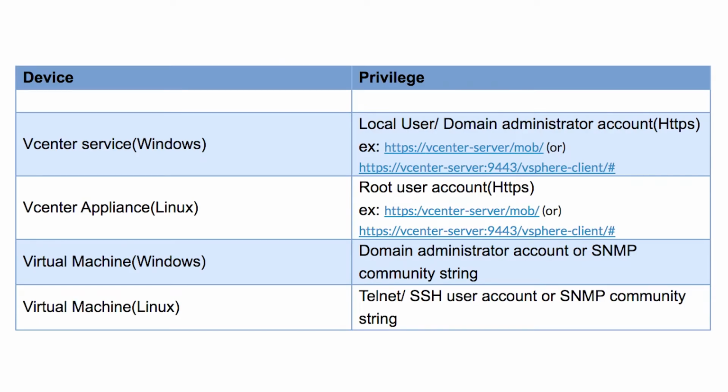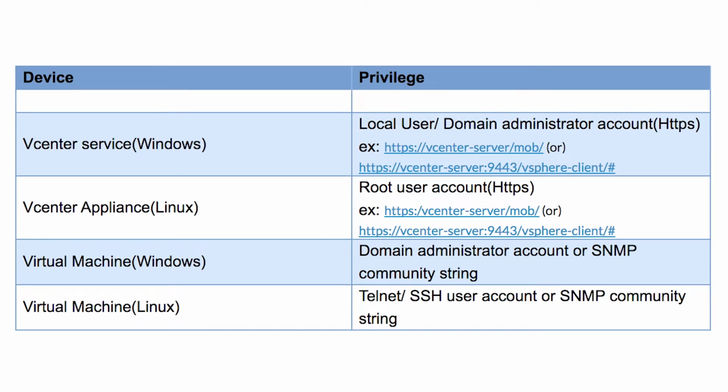The slide shown on the screen highlights the prerequisite to discover a vCenter server. Keep the access information of vCenter server handy before the discovery. Provide the local user or administrator account for vCenter service hosted on a Windows server, or provide the root user account in case your vCenter appliance is hosted on a Linux server.